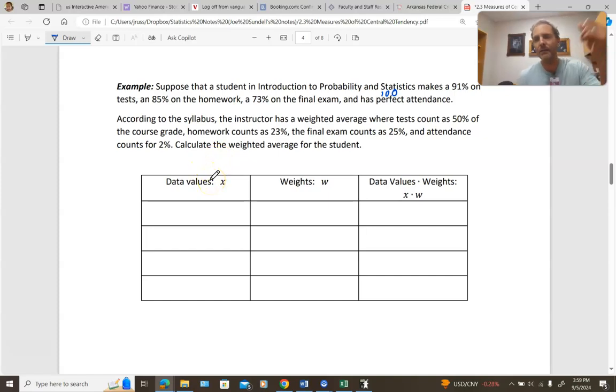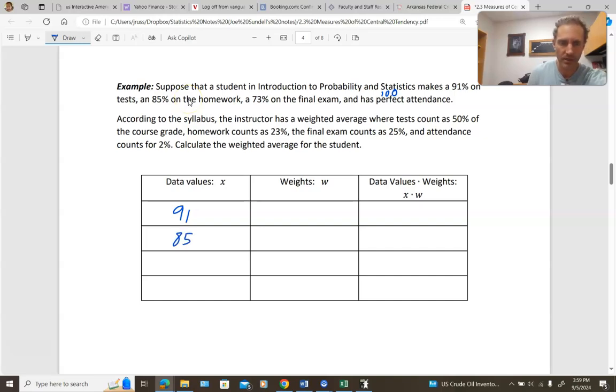All right, so your data values, or the x's here, are going to be the actual percentages from each of those categories. So for the tests, it's a 91. For the homework, it's an 85.